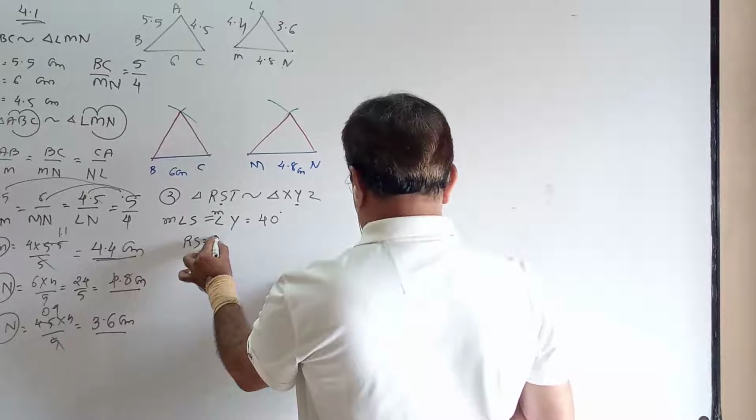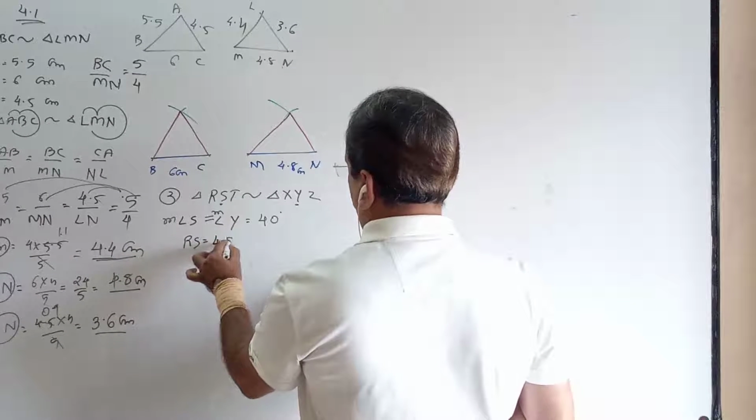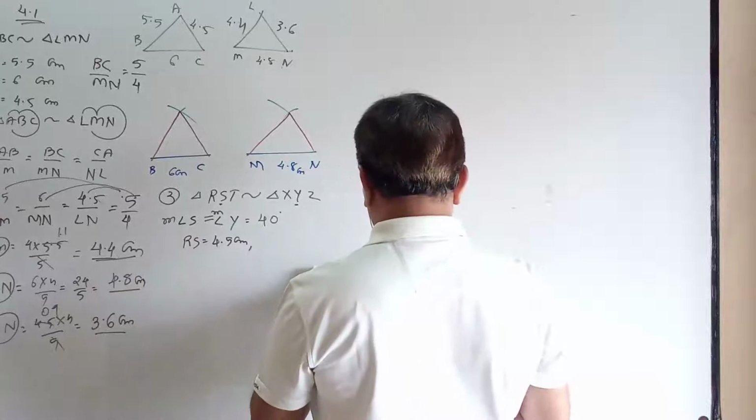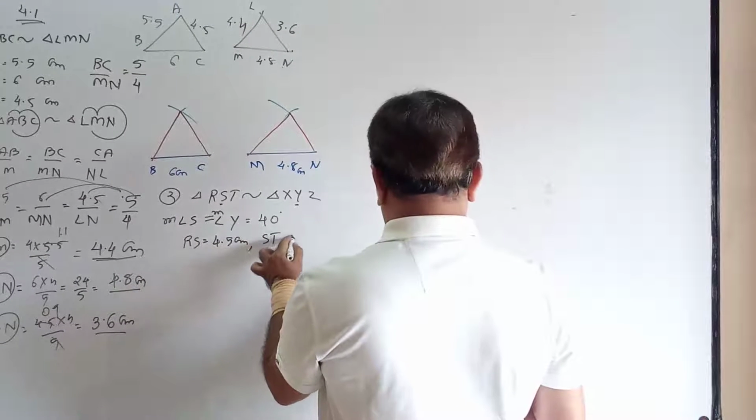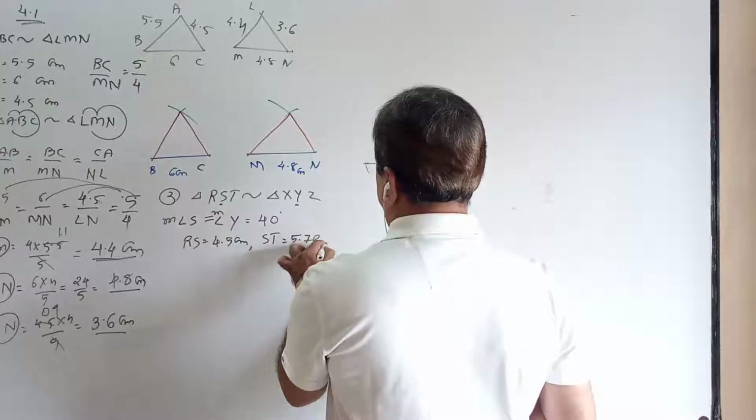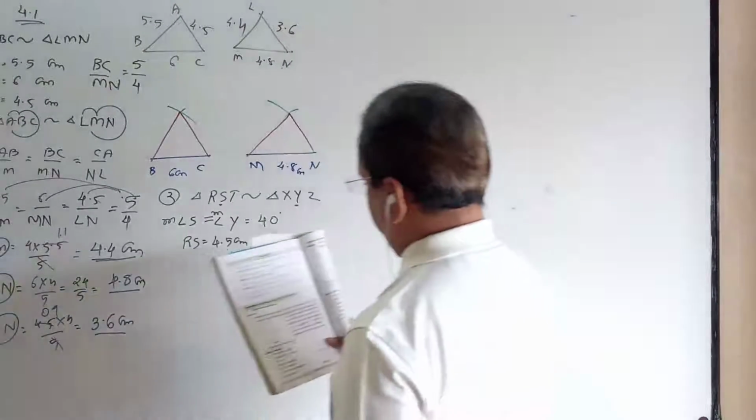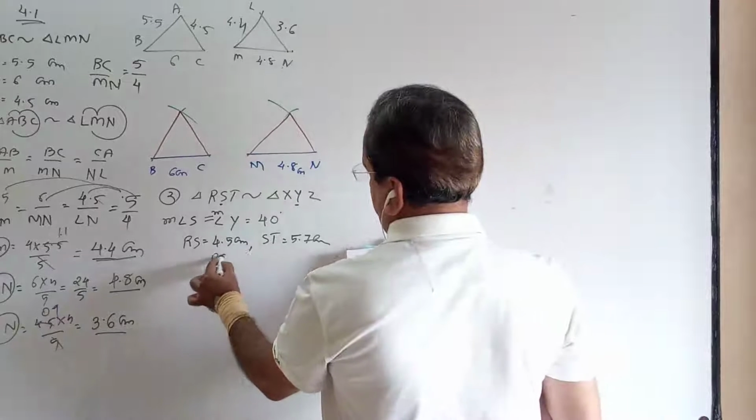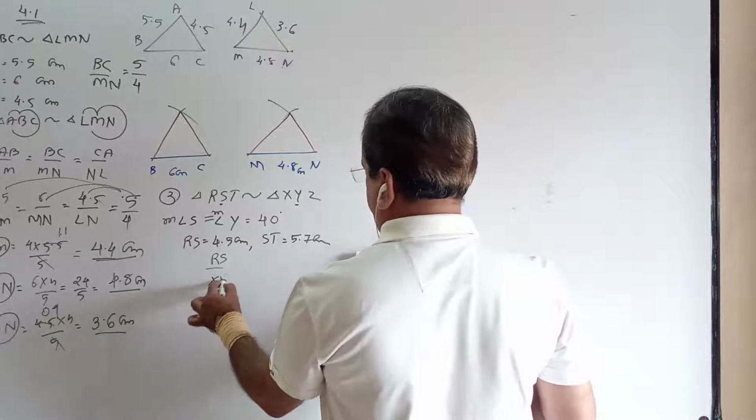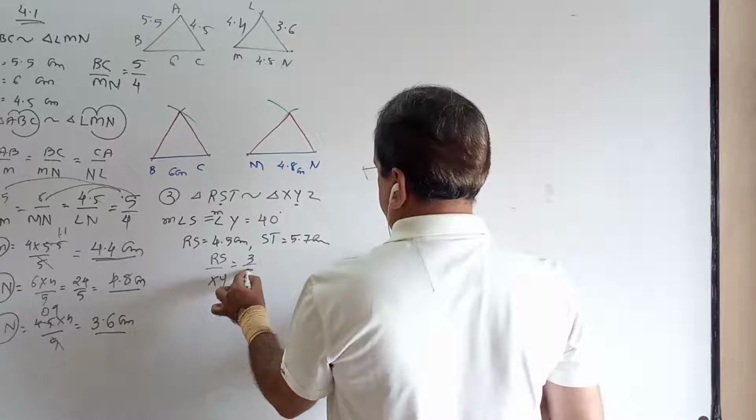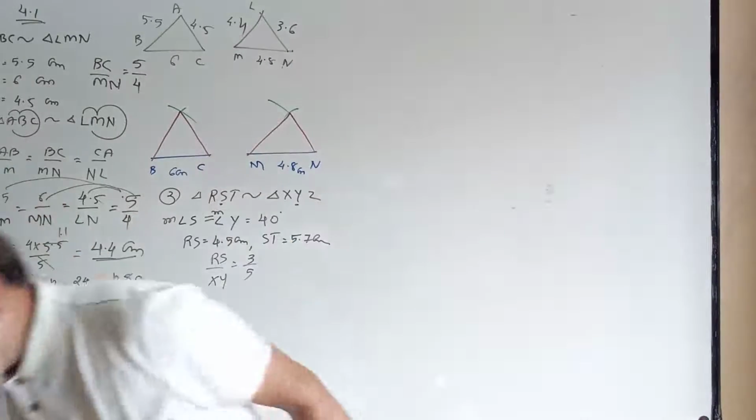RS is equal to 4.5 centimeter. ST is equal to 5.7 centimeter. And the ratio is also given: RS by XY is 3 by 5.